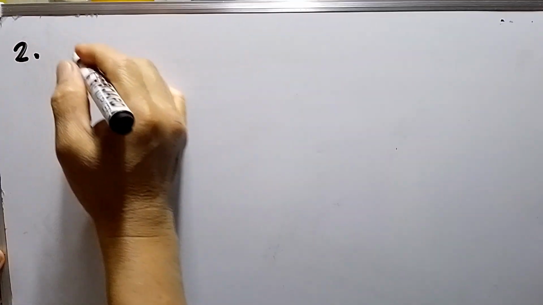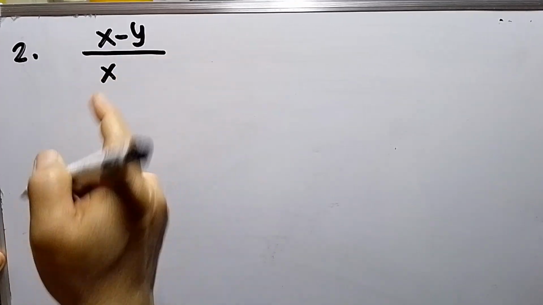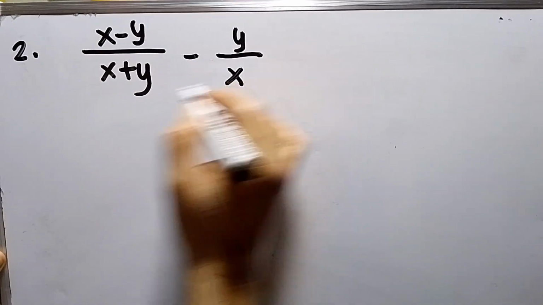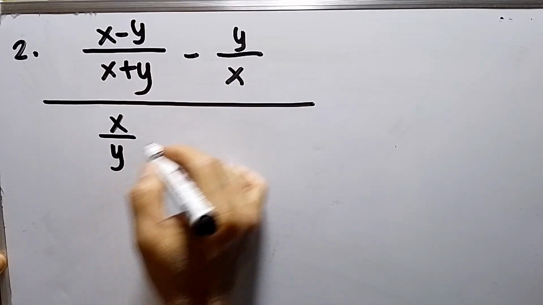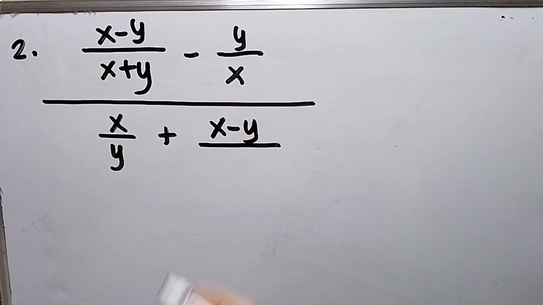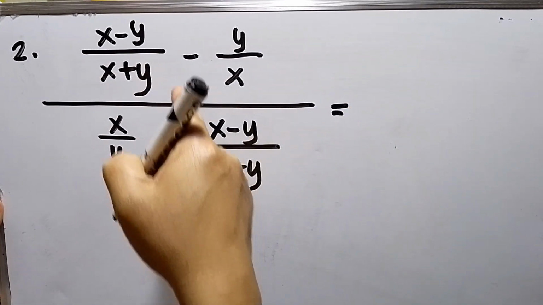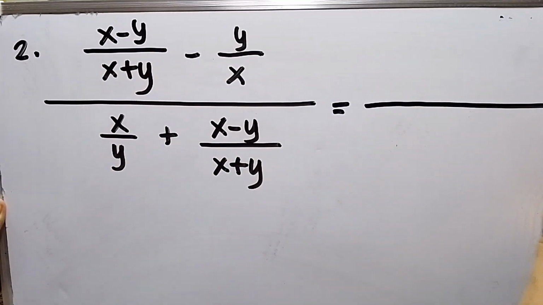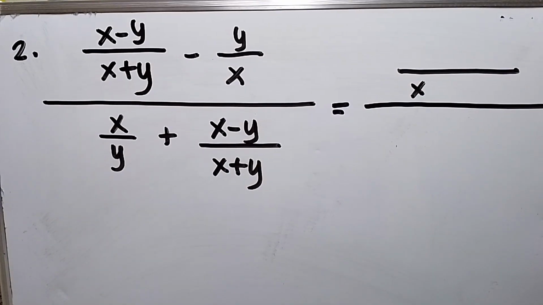Number 2, I have here x minus y over x plus y, minus y over x, all divided by x over y, plus x minus y over x plus y. So for my numerator, take note, this is the numerator and this is the denominator. I need to find the LCD. By the way, this math is intended for grade 8.